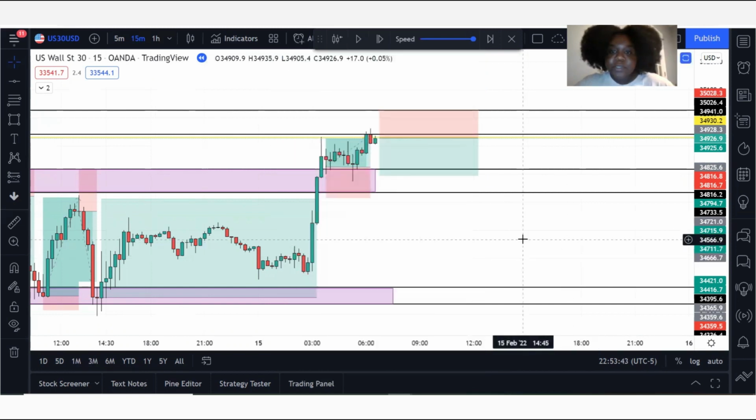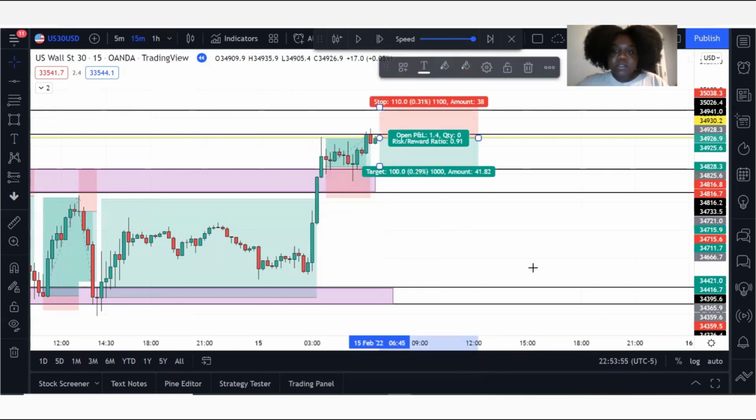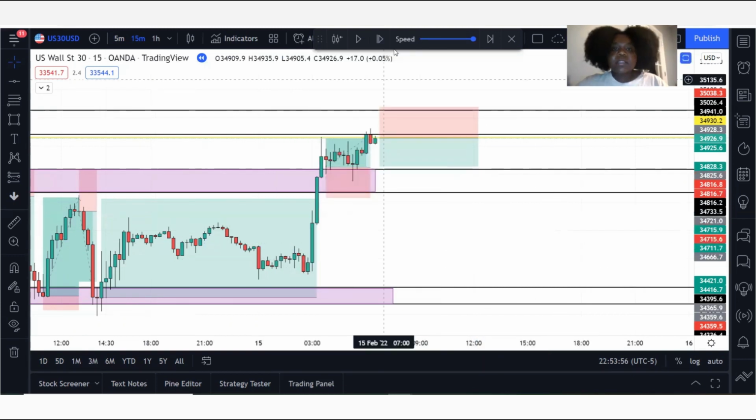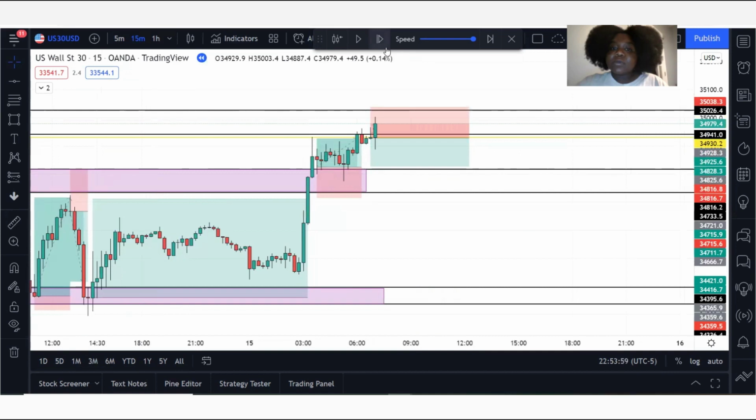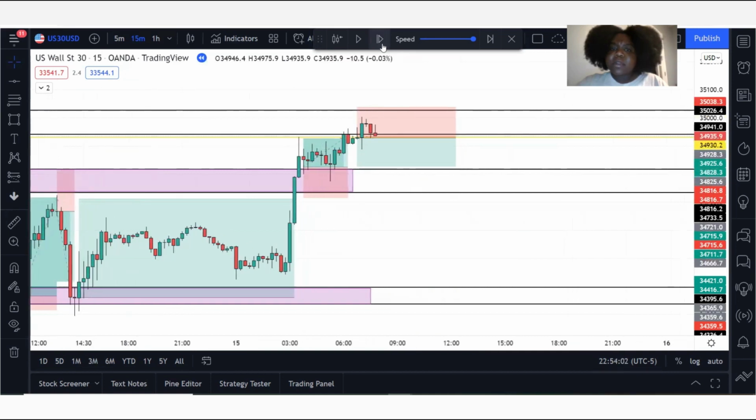Let me see, where is that? I'll push a little more. So let's do 110, and then for my TP, we'll do obviously $100. Okay, that's good. Let's see what happens. Oh, we are in massive drawdown.